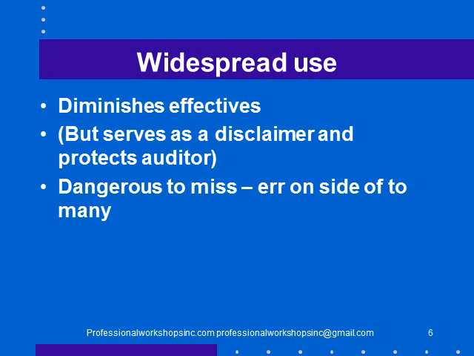Now, professional standards observe that widespread use of these things diminishes their effectiveness, but on the other hand, this serves as a disclaimer and a protection for the auditor, and if you're supposed to have one and you don't, you're certainly in trouble. So it's very dangerous to miss, and therefore it's probably prudent for the auditor to err on the side of too many of these.